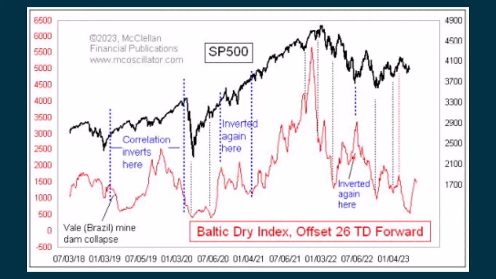Here's another look at that same idea. Doesn't mean that this relationship is perfect. There are times when the correlation does invert, but lately, as this has been coming back up and declining just a little bit, that has been giving some support to the S&P.